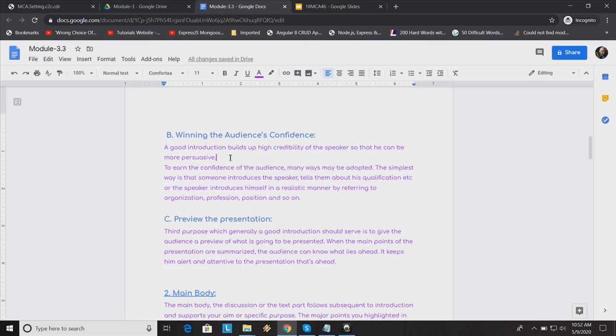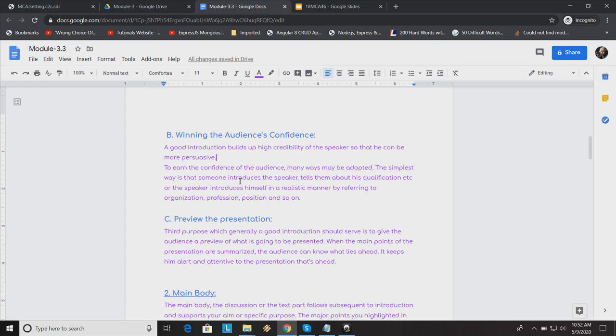Your presentation will be judged based on the audience. If the audience is satisfied and understands very well, then your presentation is good. It depends upon how they react, how well they understood, and what questions they ask, whether they understood or have doubts. A good introduction builds up the high credibility of the speaker so that he can be more persuasive, in order to make them understand, to sell his product, or to enroll the audience into his company. To earn the confidence of the audience, many ways may be adopted.